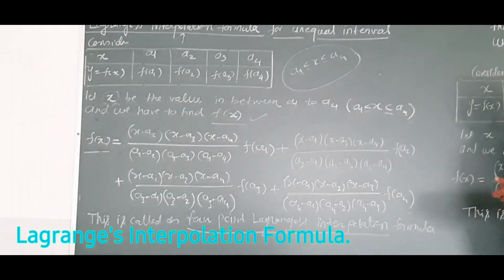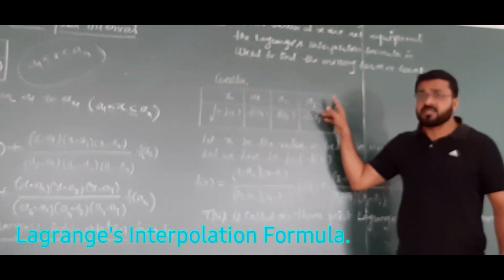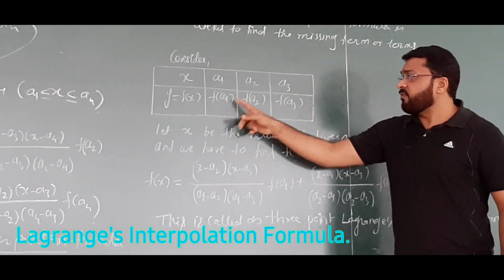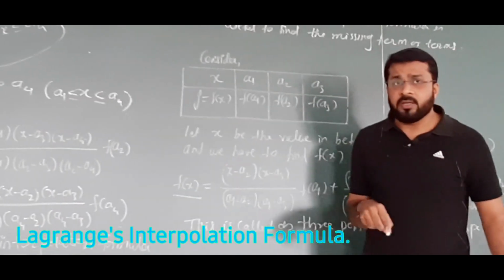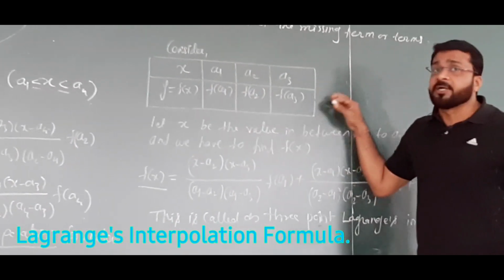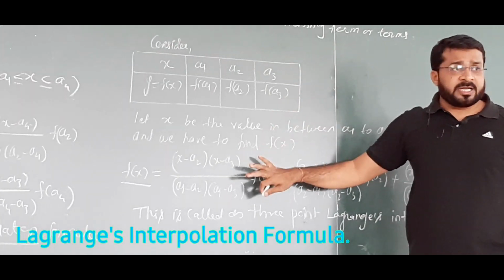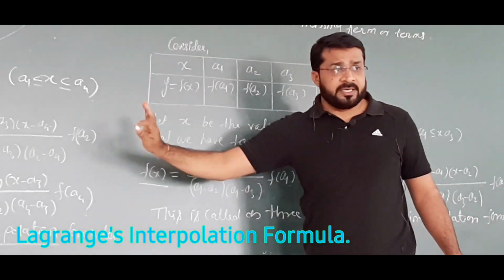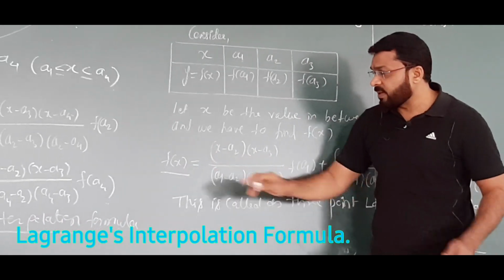Now let us see the 3-point Lagrange's interpolation formula. In that case we will have three values of x and three values of y, written here as a1, a2, a3, f of a1, f of a2, f of a3. Now I am finding f of x. Here we will get a polynomial of degree 2. With three terms, what degree polynomial will we get? Second degree. With four terms, third degree. And x may also be an unknown term that we have to find out.